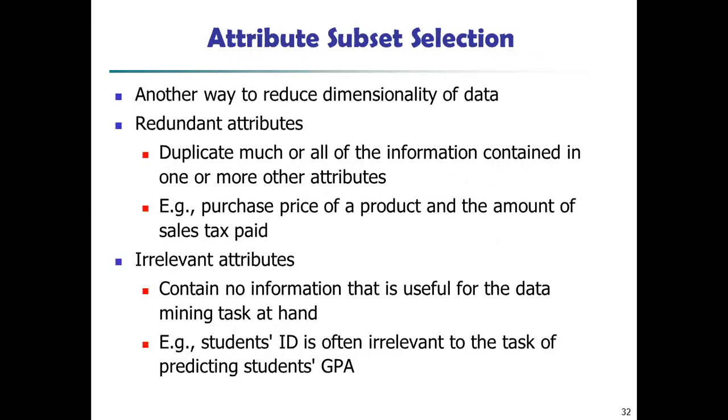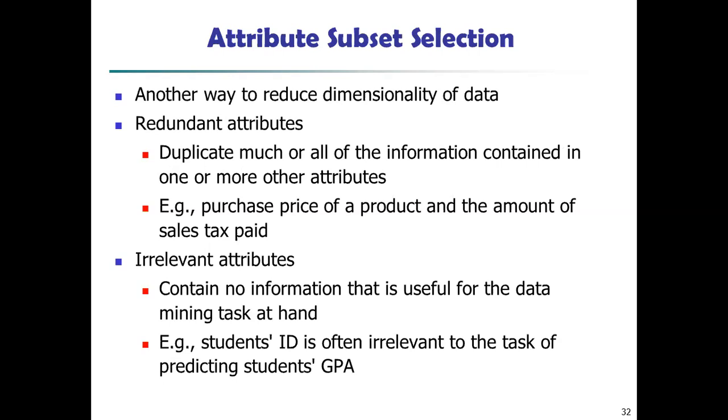So next one is attribute subset selection, which you can also call feature subset selection or feature creation. This is another way to reduce the dimensionality of the data. Here you can use it based on redundant attributes and irrelevant attributes. Generally, you represent it as a subset selection. The first case is redundant attributes, and the second case is irrelevant attributes.